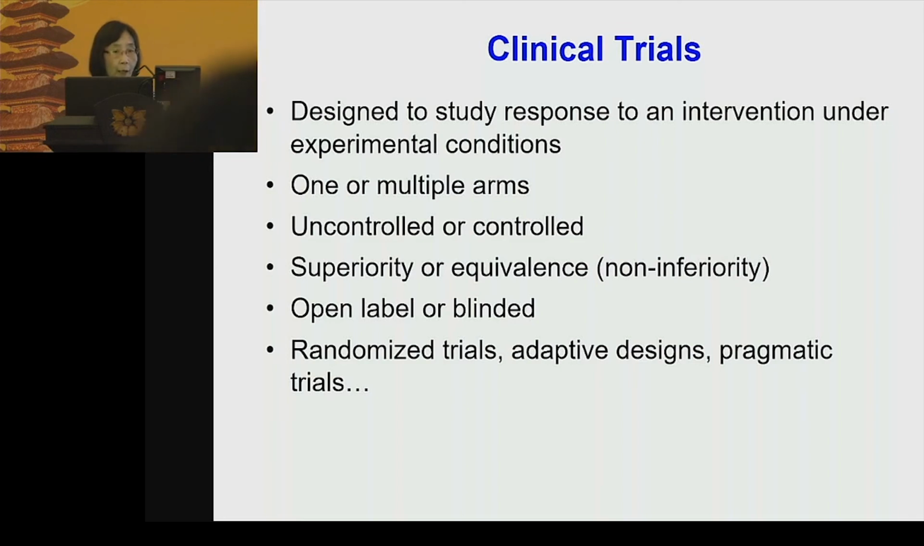You can have one arm, you can have multiple arms. In general, we assess whether one is better than the other, but occasionally you also do non-inferiority studies. It can be open label, it can be blinded, and it can have multiple designs. But I won't get into the novel study designs like adaptive designs or smart trials because those are a lot more complicated, and you need to have very good statistical support.